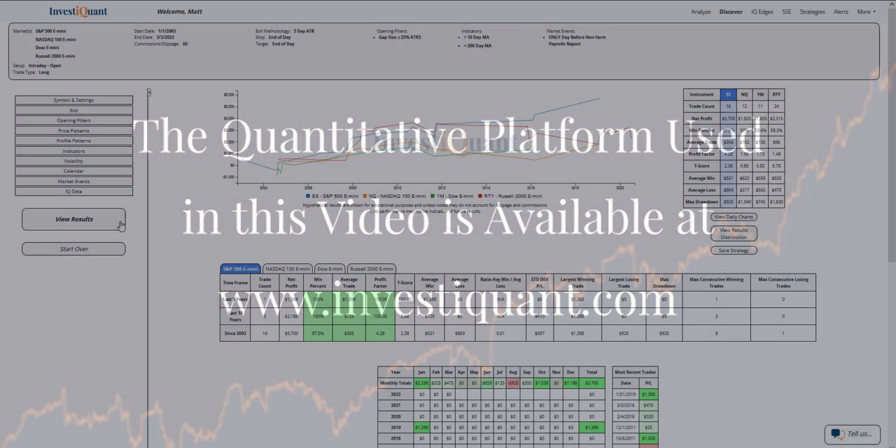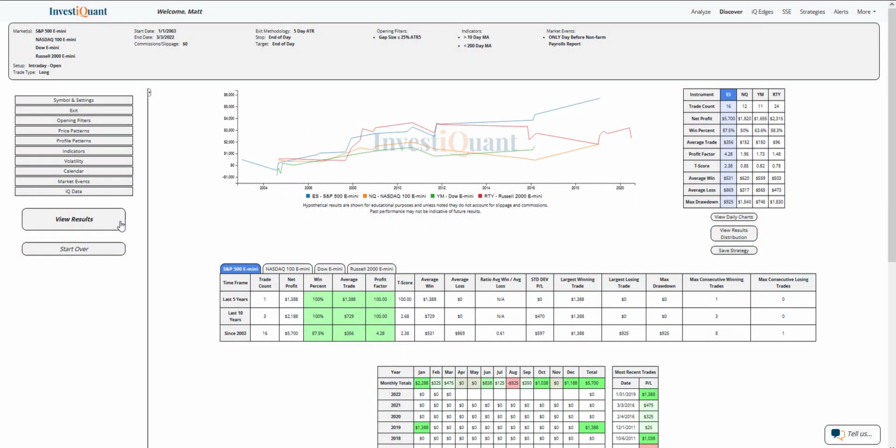All right, here we go. These are the results based upon entering the market long at 9:30 a.m. Eastern Time, exiting at 4:15 p.m. Eastern Time, when it is the day before the non-farm payrolls report. You're in a similar market environment, which is above a 10-day simple moving average but below a 200-day simple moving average, and the open is within 25% in either direction of the prior day closing price.